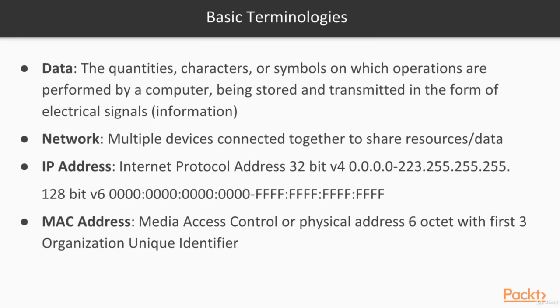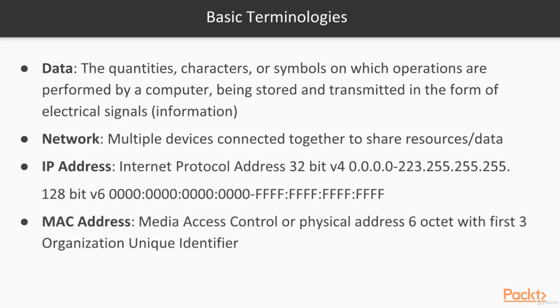IP address. This stands for Internet Protocol Address, and version 4 is 32 bits with 4 octets starting at 0.0.0.0 all the way up to 233.255.255.255. Since so many devices have started connecting to the Internet, people were worried we were going to run out of addresses, and so a new standard was born, and it's 128-bit version 6. And this is 4 octets going from 000 all the way to FFF.